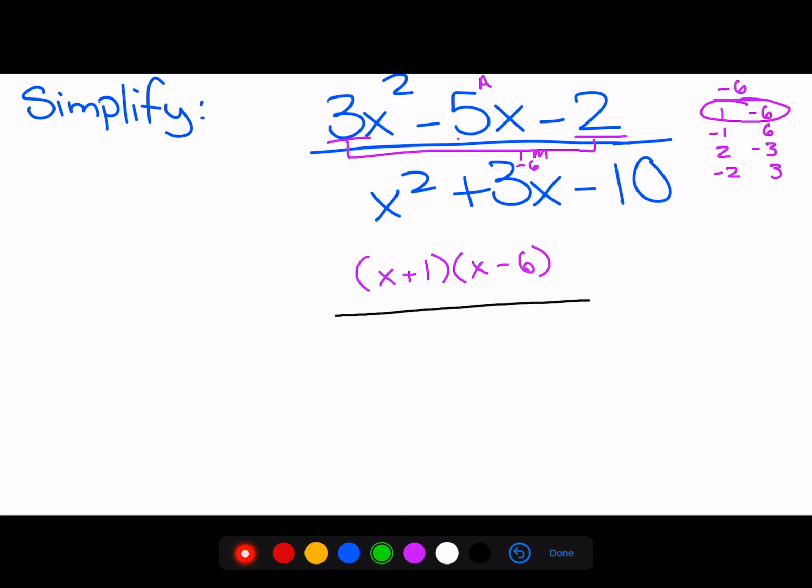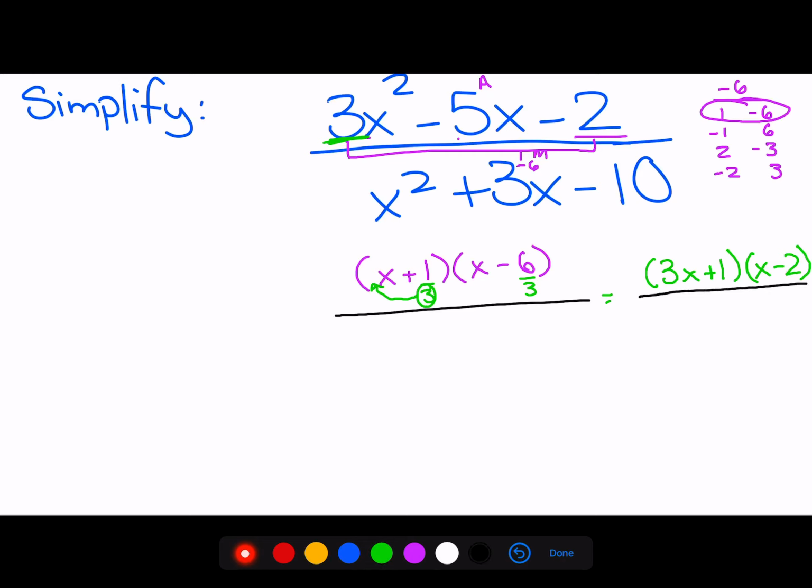Now, I multiplied by 3 to get started. I must divide by 3, because it's not a 1 that I'm multiplying by, so I must divide by 3. If it's a fraction, I move it out front. If it divides nicely, I leave it as is. So I'm left with 3x plus 1 times x minus 2.